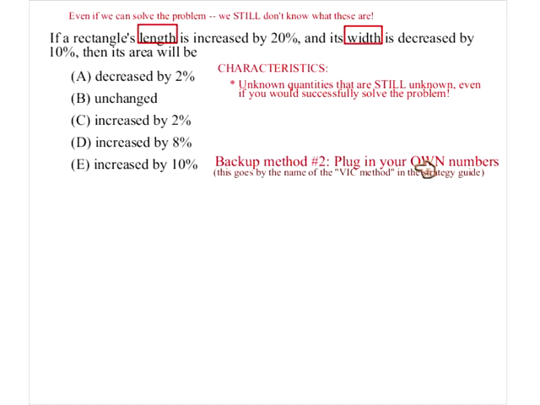Because VIC stands for variables in the choices, and this doesn't have any variables in the choices, and we can still do it this way. So this is the point. The point is when you've got unknowns that are still unknown even at the end, you can just pick them yourself. So here's the way it works. Here's the steps.